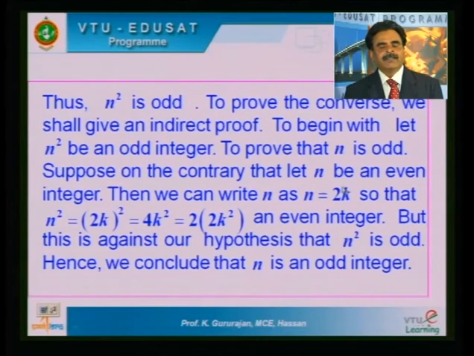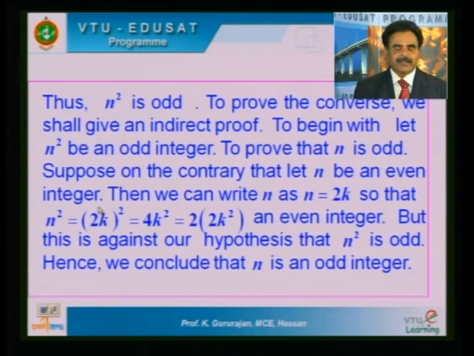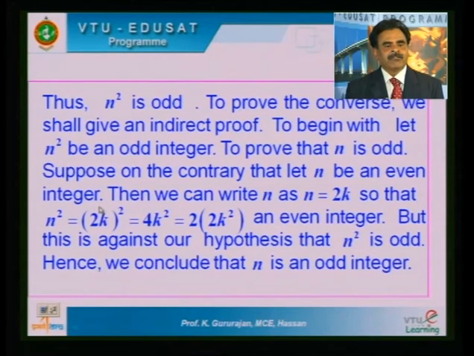If I say that n is not odd, then n must be an even integer. Because you know that integers are classified as only two types: one is odd and the other is even. So if n is not odd, then it has to be an even integer. I can write an even integer as a multiple of 2. So n equals 2 times k. Now if I square n, n square becomes 4k square, or 2 times 2k square.